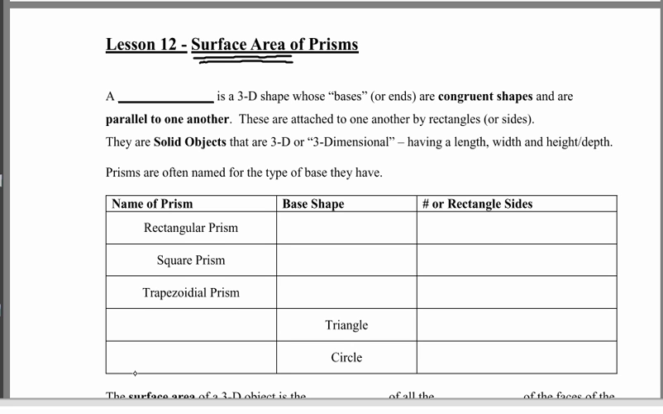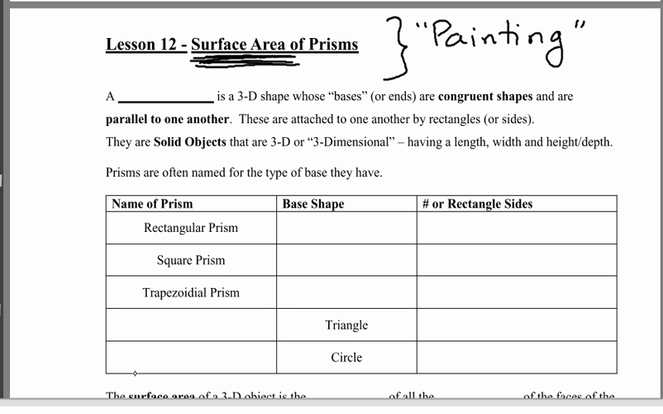Now, surface area is the exposed surface of an object. So you'll hear me talk, when we talk surface area, a lot about if you were painting this. That's how I've always considered surface area. When you have an object that's three-dimensional, if you are covering the entire object with paint, everything that gets paint on it is the surface area.